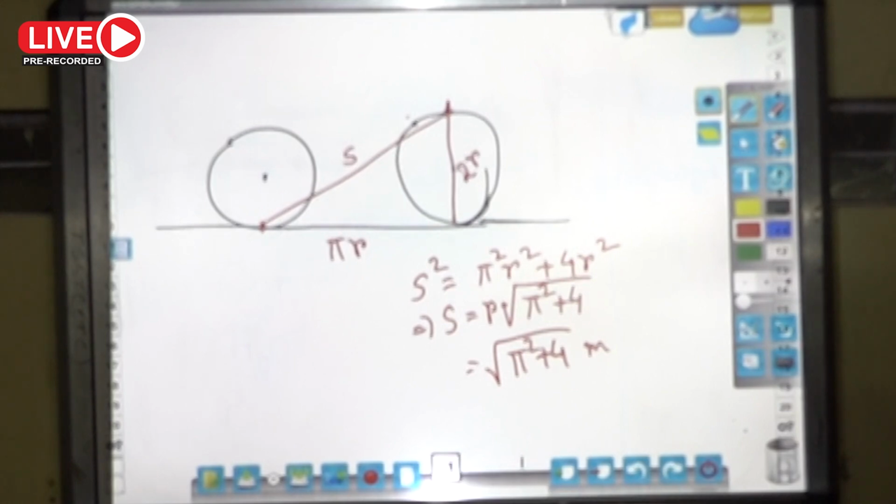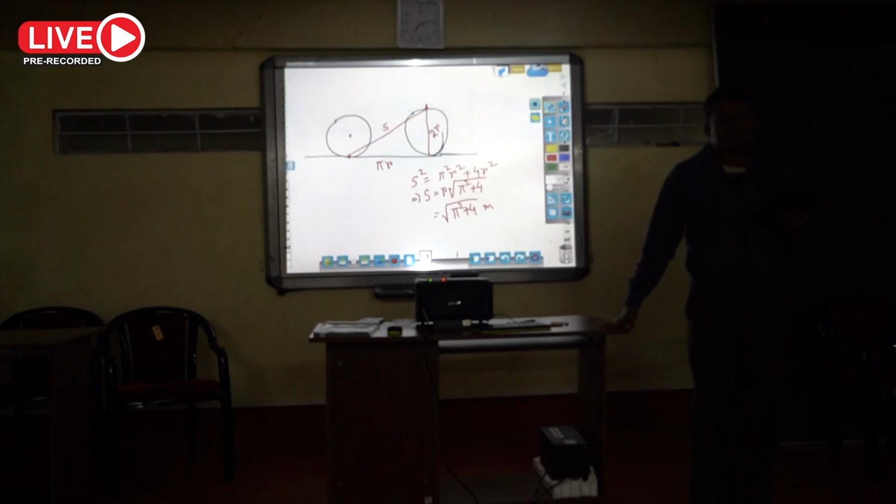The average velocity over the whole time of motion is: option A, 5 meter per second; option B, 4 meter per second; option C, 4.5 meter per second; option D, 3.5 meter per second.